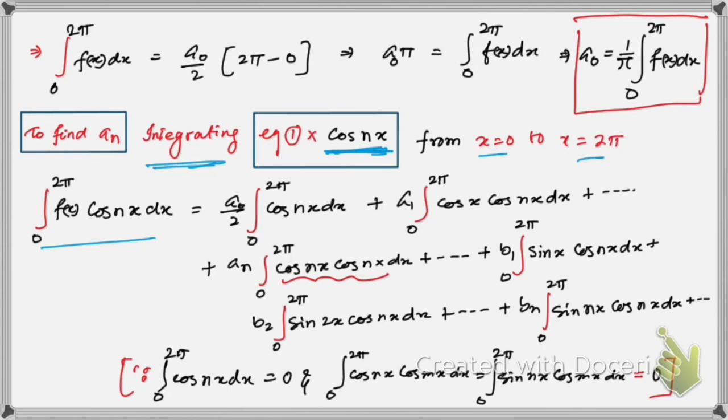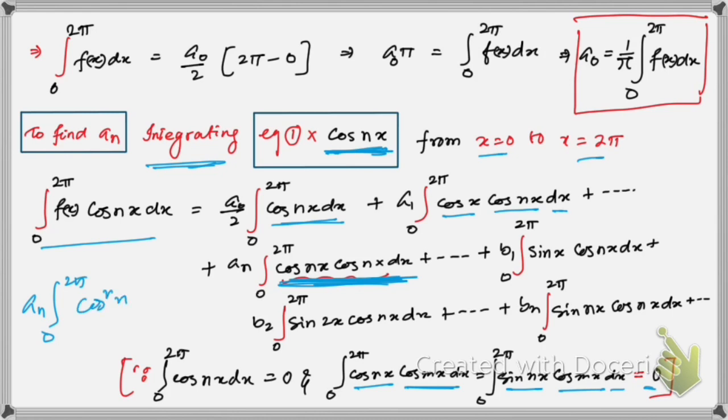So here you see, the integral of cos nx dx is 0, and cos x cos nx dx is also going to be 0, because the integrals of cos nx cos mx dx and sin nx cos mx dx are both equal to 0. So similarly, only one term will be left out, that is this one: an times the integration from 0 to 2 pi of cos square nx dx, that is what will be equal to this term. Then the remaining terms will be 0. So hope you have understood this.